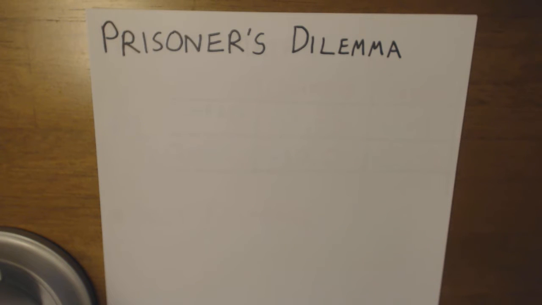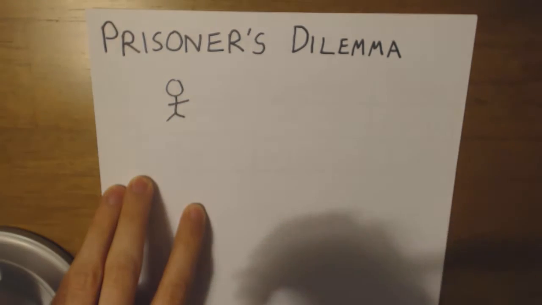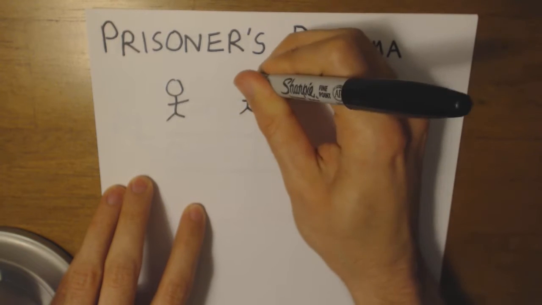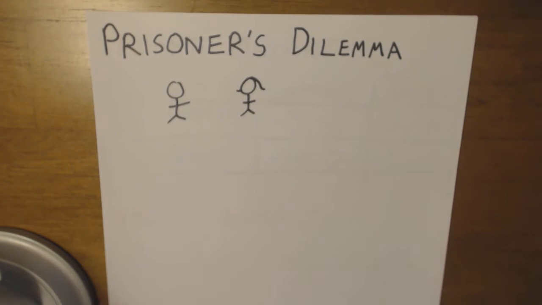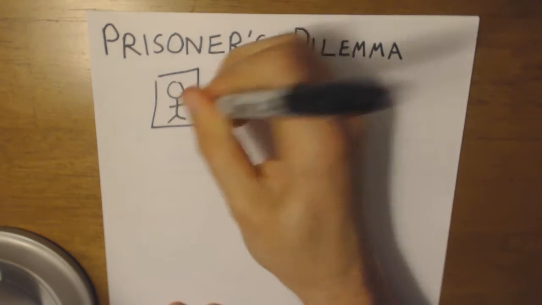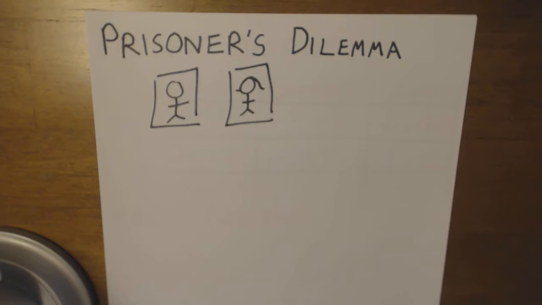Now, this is a 2-player game, and there are 2 players in it. Let's say 1 man and 1 woman. And they are both criminals. They've both been convicted of a minor crime, but now they're also suspected of committing a major crime together. And they're currently both in questioning in 2 separate rooms with 2 separate police officers.